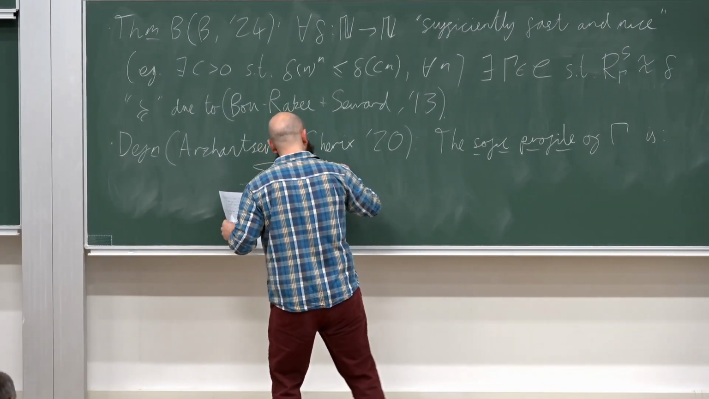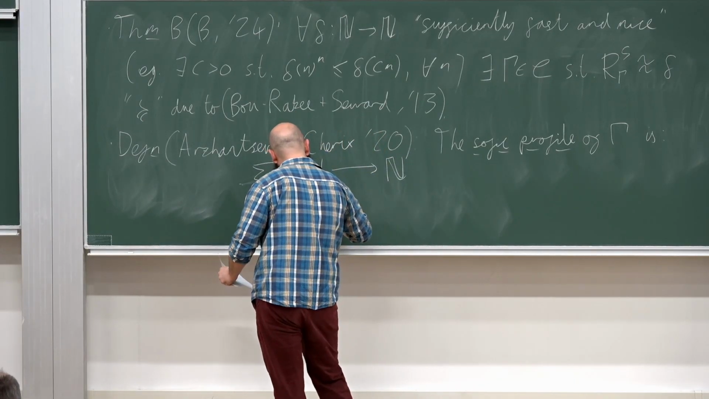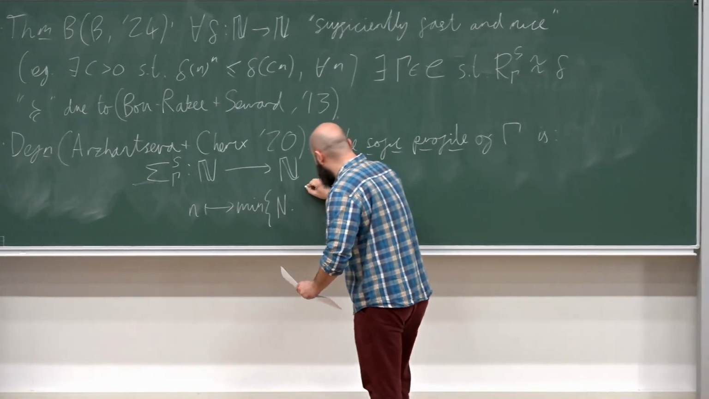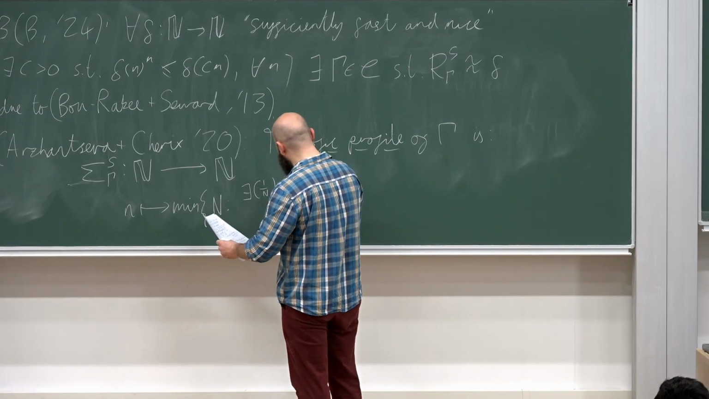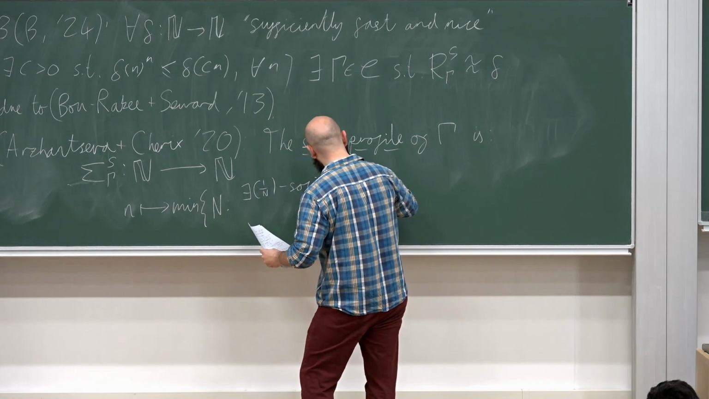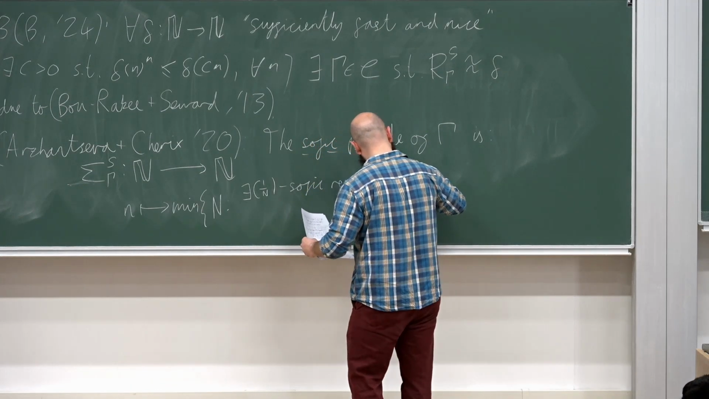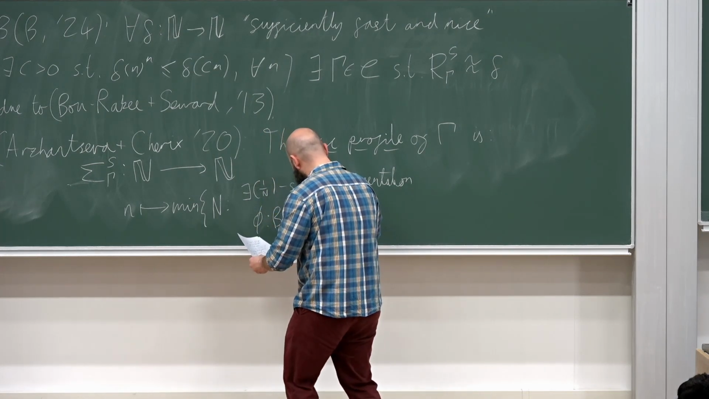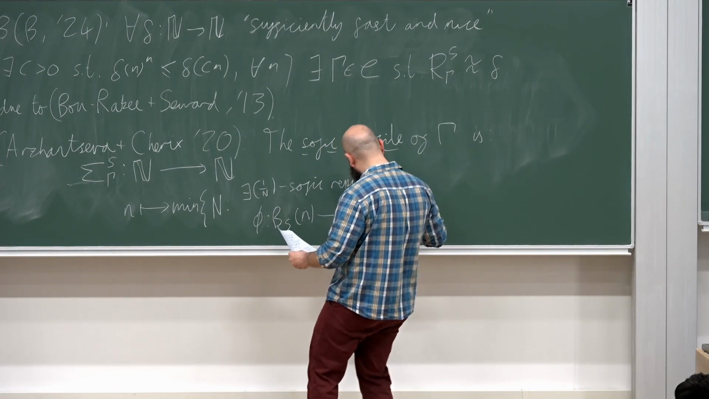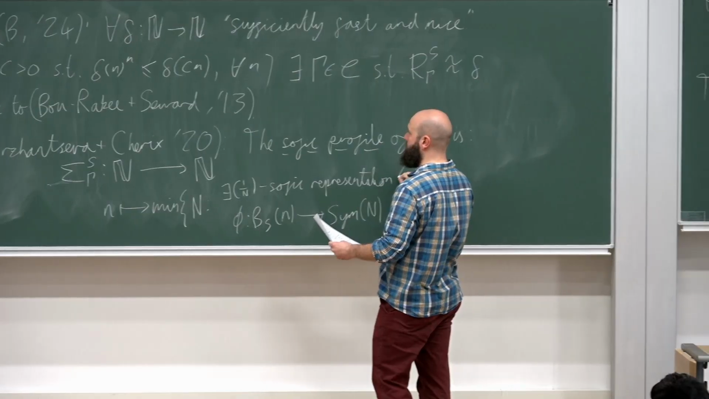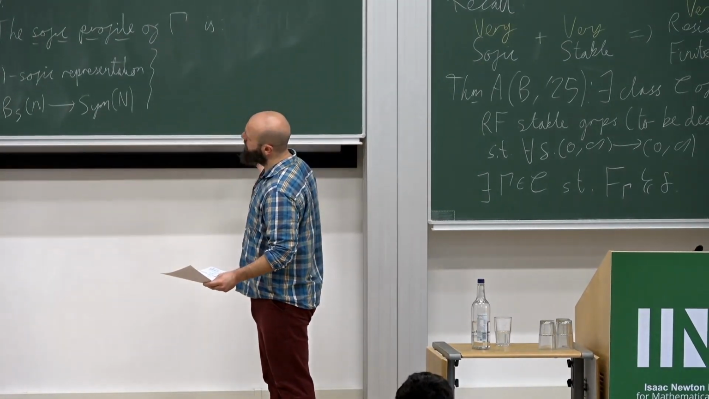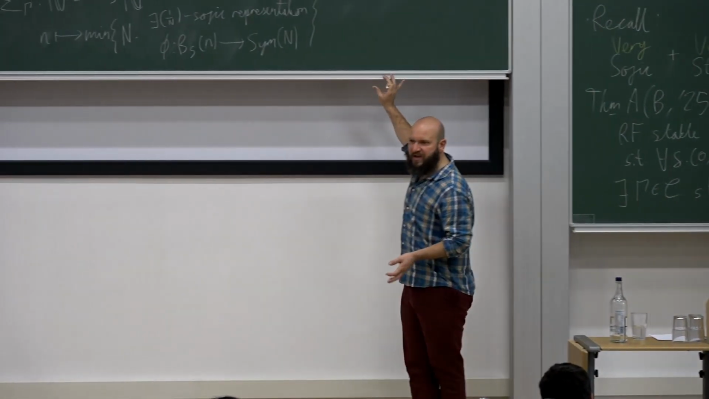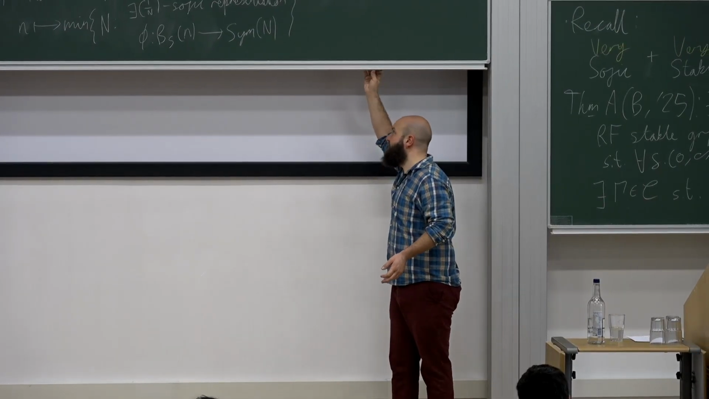So what does this function do? It takes n to the minimal degree of a symmetric group, capital N, such that there is a 1 over n Sophic representation from the ball of radius n in gamma to Sym N. By 1 over n Sophic representation, I mean it is 1 over n multiplicative and it is 1 minus 1 over n separating in the Hamming metric.